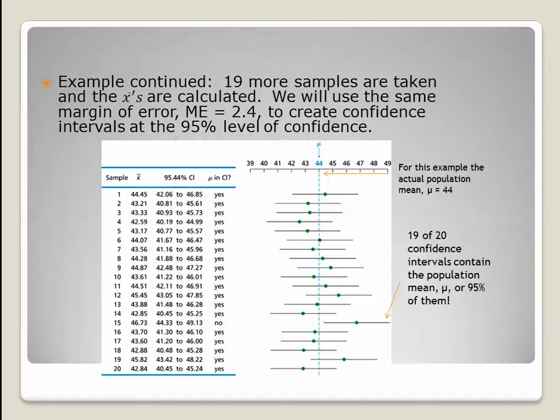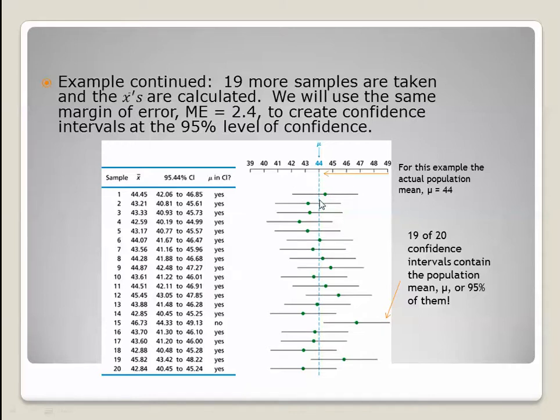So here we are taking 19 more samples and calculating x bars for each of those samples. Got the same margin of error to create 95% level of confidence intervals. If you look here, for this example, the actual population mean is going to be 44. And each of those confidence intervals is represented by a bar, saying we're 95% confident the mean is between here and here.